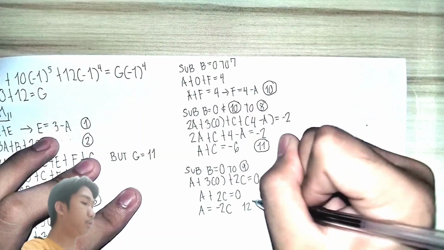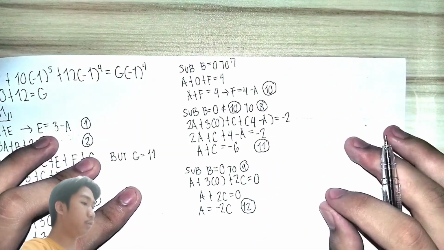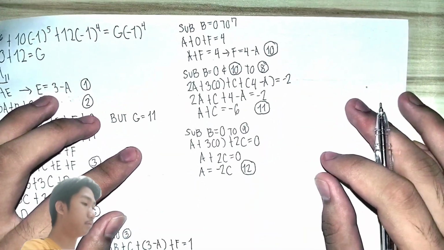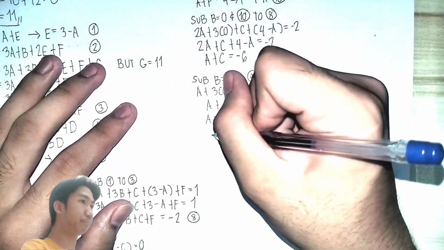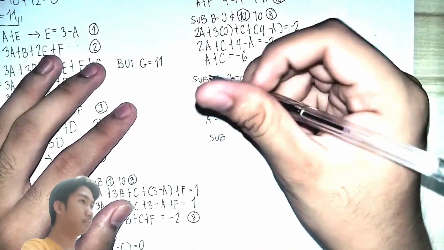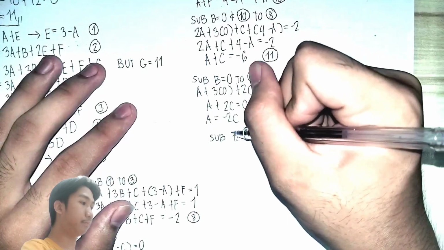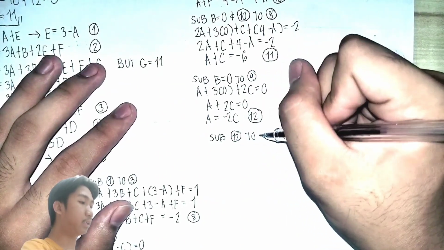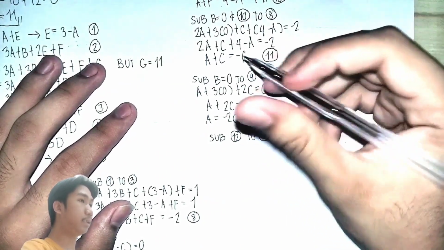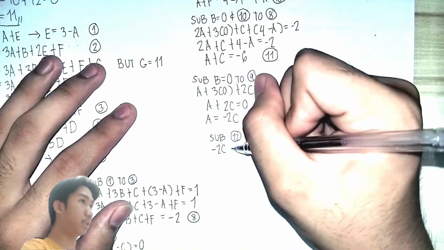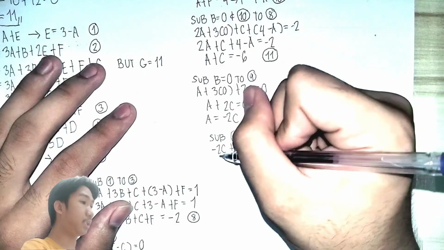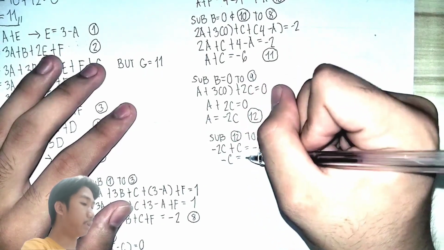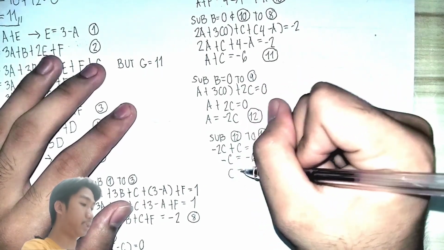We substitute equation 12 to equation 11. That would be negative 2c plus c is equal to negative 6. Negative c now is equal to negative 6. The value of our c is equal to 6.